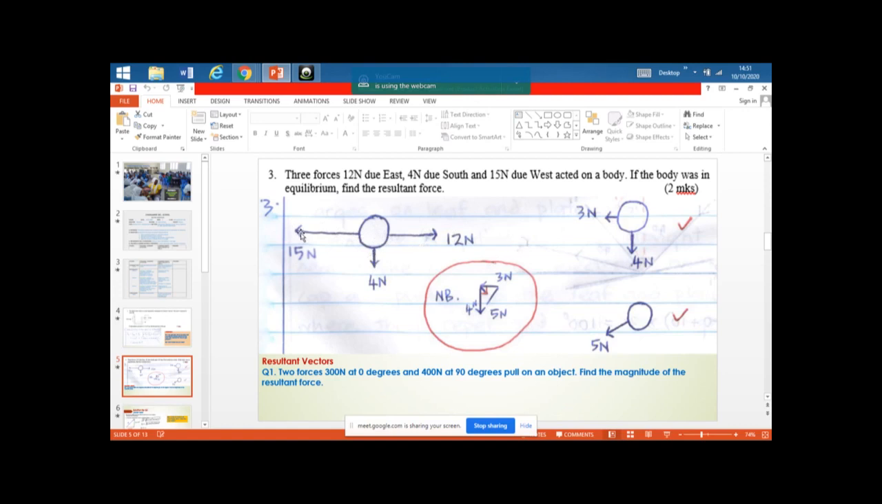Then you have to resolve the forces. We'll deal with the ones on the horizontal, the 15 newtons and the 12 newtons. So it's going to be 15 minus 12 because the stronger side is that of 15. So we get 15 subtracting 12 and we have a balance of 3. Then we have 4 newtons going down. So we've not really finished. That's just step one. The question is 2 marks.